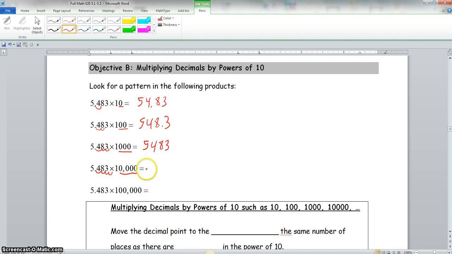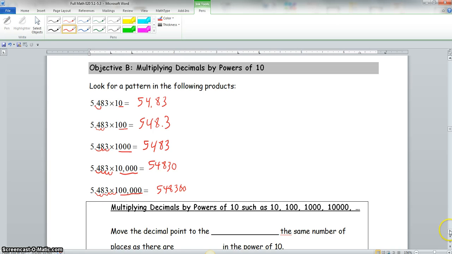Now if you notice, when we move it 3 places, that covers all the numbers. But we have a 4th place we have to move it, so we fill that place with a 0. So it'd be 54,830. Now we do the same thing for 5 places. With the 5 places, you know we will have 2 extra places that we move that decimal. So our final answer would be 548,300.